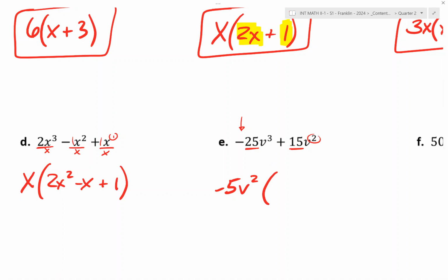So just divide the coefficients and then subtract the exponents. So negative 25 divided by negative 5 is positive 5. 3 minus 2 is 1, so that's 5v for that first term. And then we're going to add to that, divide 15v squared by negative 5v squared. So actually we get a negative 3.